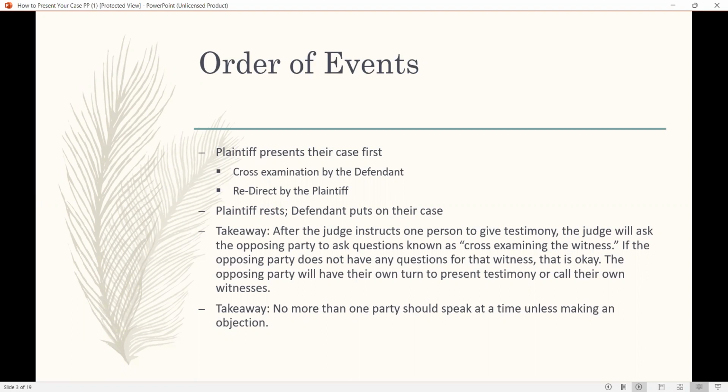The opposing party will have their own turn to present testimony or call their own witnesses. Also remember that the purpose of having an order or sequence of events is so that more than one party isn't speaking at a time. So no more than one party should ever be speaking at a time unless you're making an objection.